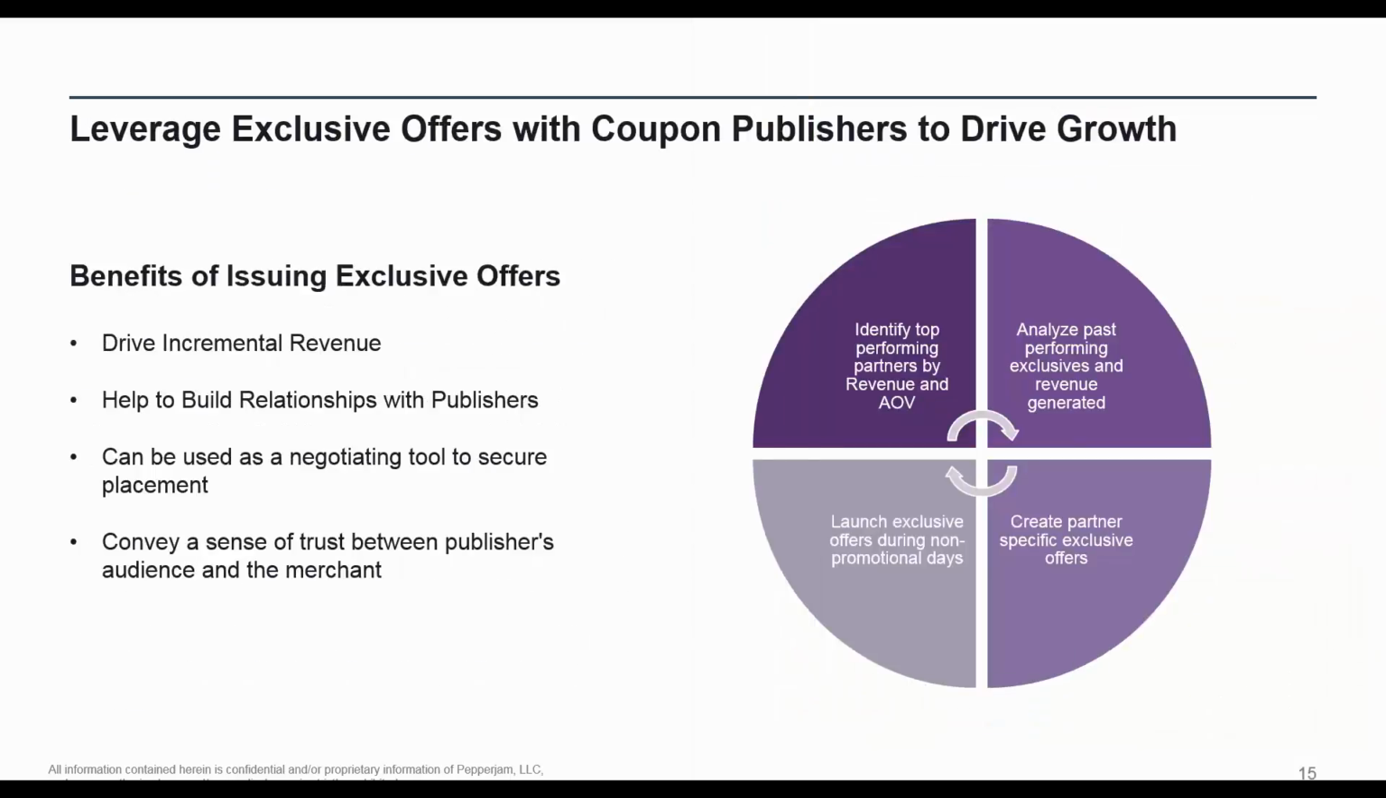A great way to optimize with your coupon publishers is to offer exclusive vanity codes. An exclusive vanity code issued to an individual publisher who has a large, loyal audience can drive incremental revenue. Coupons offered exclusively to one or few publishers help to build relationships with individual publishers and can also be used as a negotiating tool when securing placements. If the coupon is competitive and the publisher sees it as capable of driving increased revenue and therefore increased commission, the publisher may provide the advertisers with additional exposure in return for the coupon.